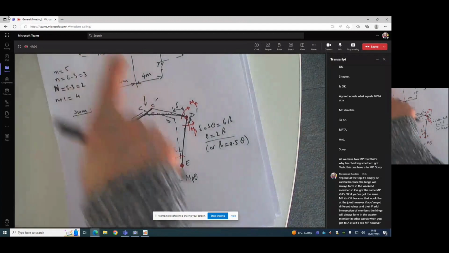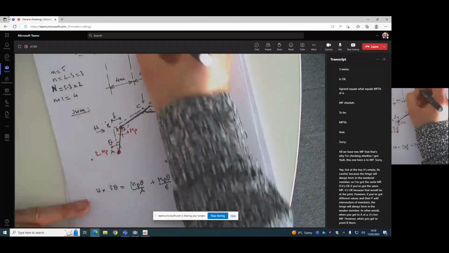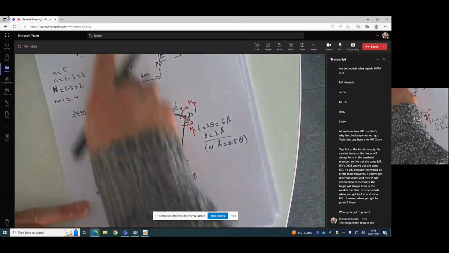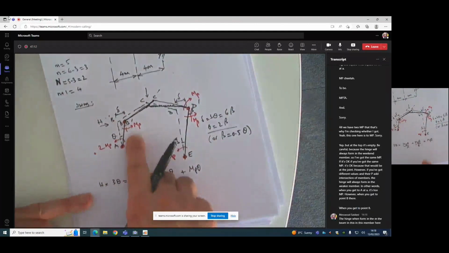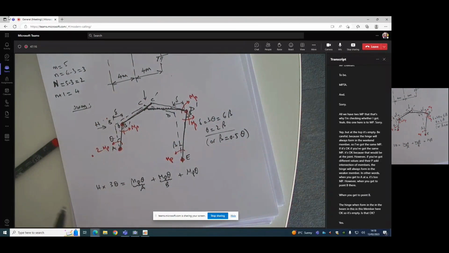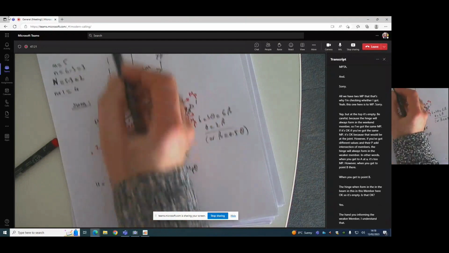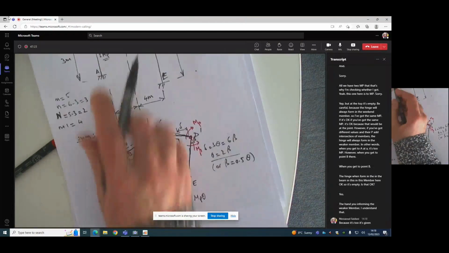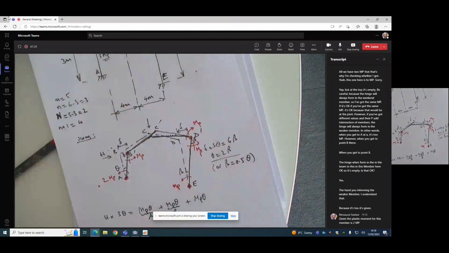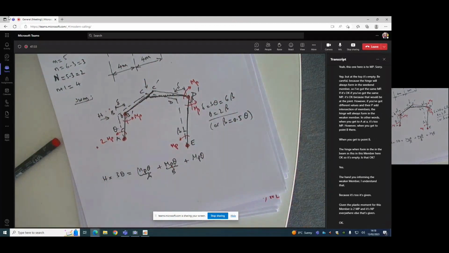However, when you get to point B, the hinge will form in the beam in this member here. Okay, so it's MP. Is that okay? Yes. The hinge will form in the weaker member. I understand that. 2 MP, because it's given. Given the plastic moment for this member is 2 MP, and it's MP everywhere else. That's given. Okay. Can you write the external work, internal work?